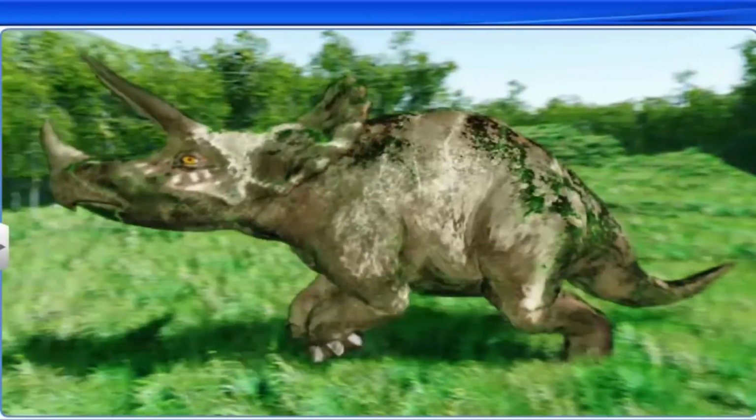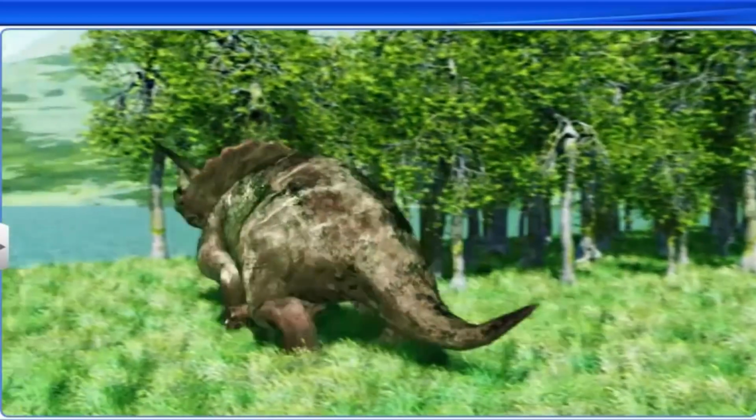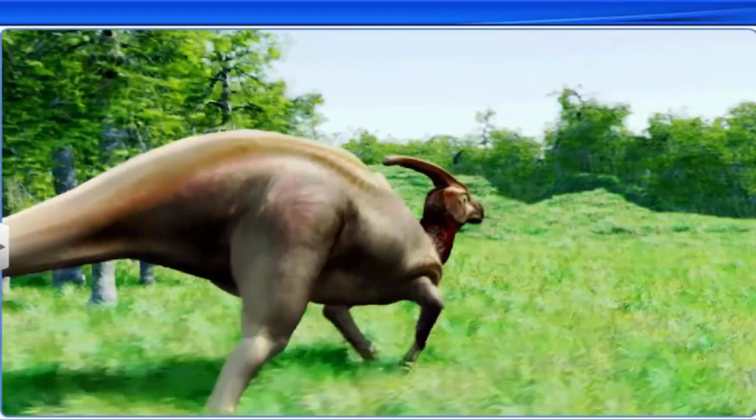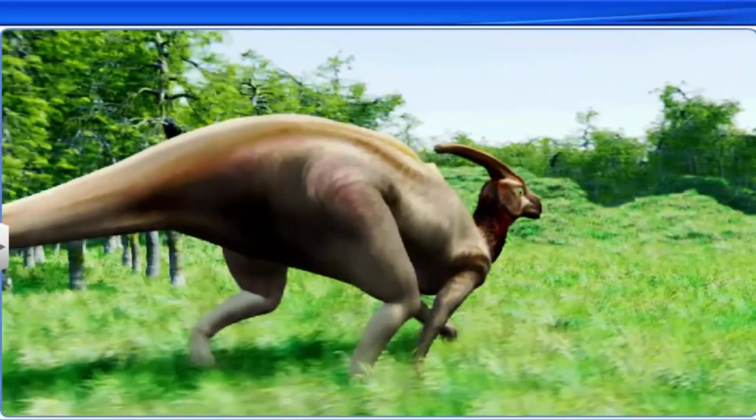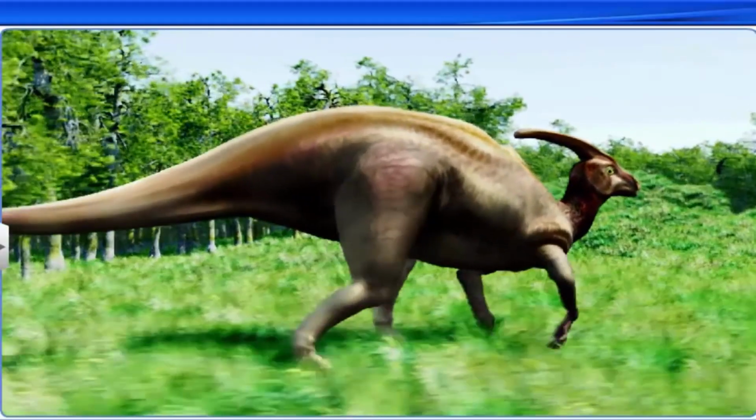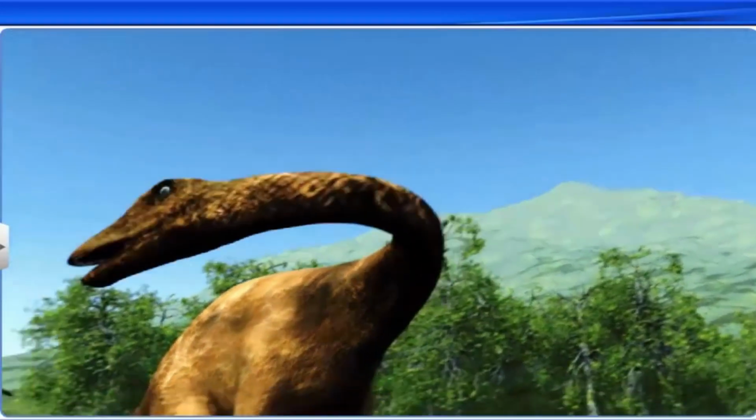Dinosaurs suddenly disappeared 65 million years ago. They probably became extinct because they failed to cope with climatic changes, or they may have evolved into birds. However, the precise reason for their extinction still remains unknown.